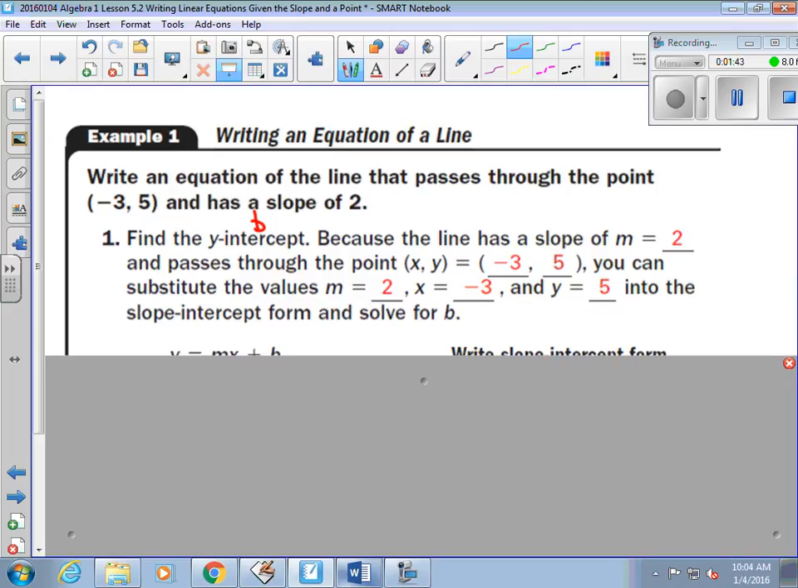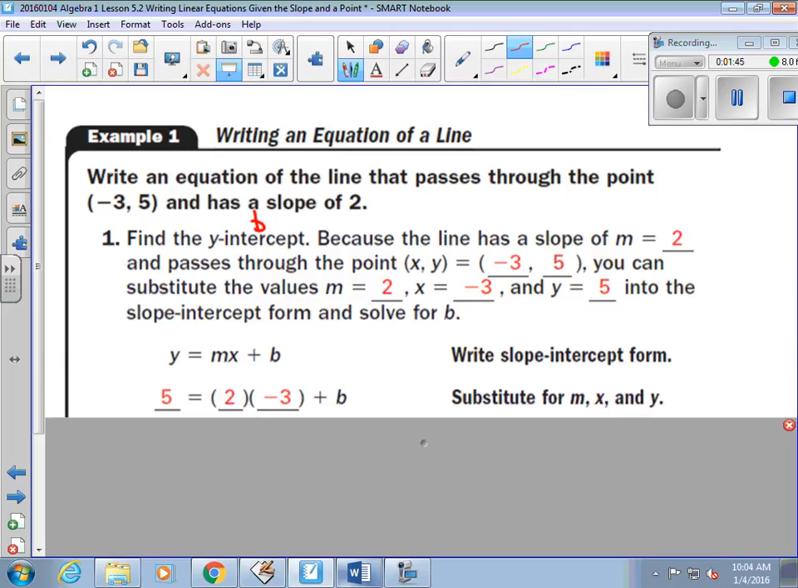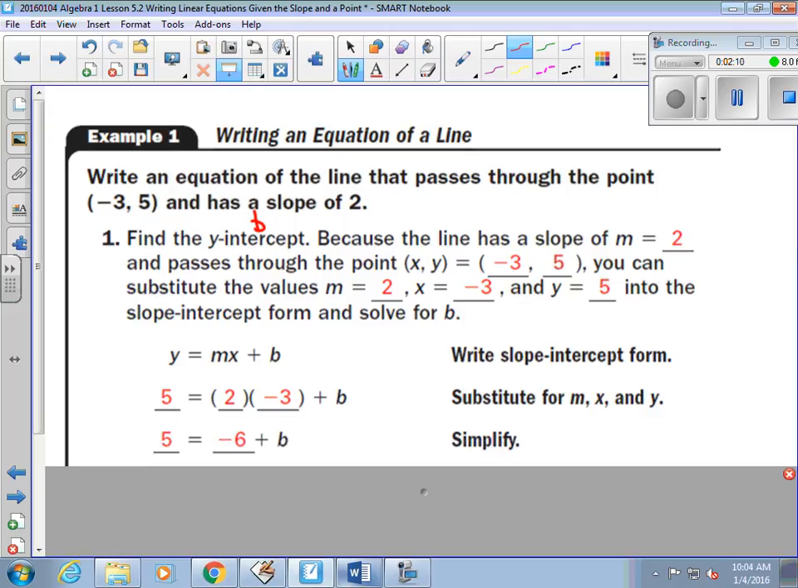So y equals mx plus b. All we did, in place of that equation, we plugged in 5 where y was, 2 where m was, and -3 where x was. B is the only variable that's left, so we're solving for b. Remember, before you try to undo anything, you need to simplify. 2 times -3 gives you -6. So 5 is equal to -6 plus b.